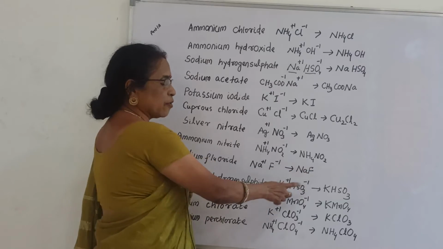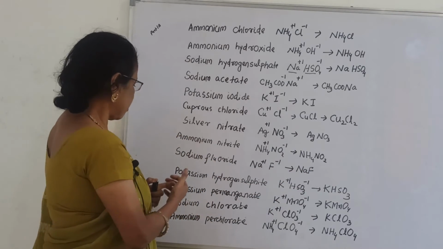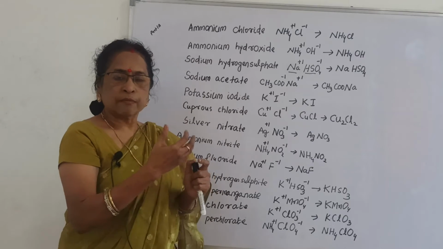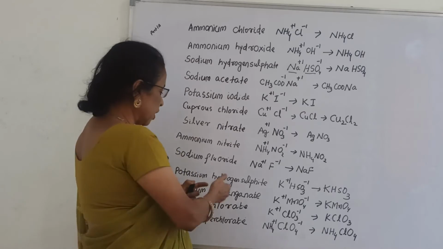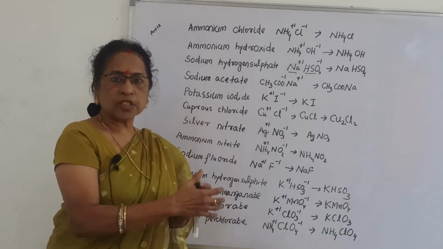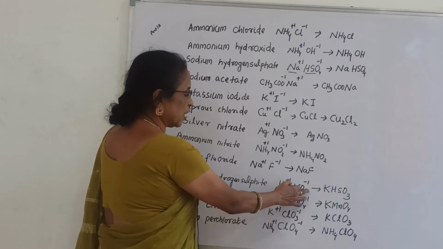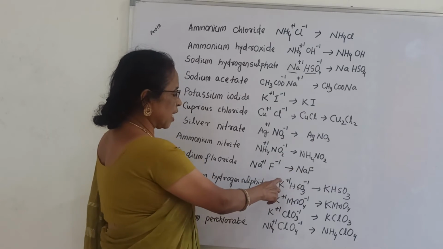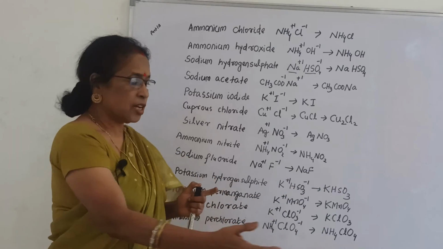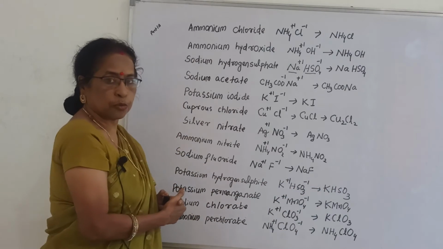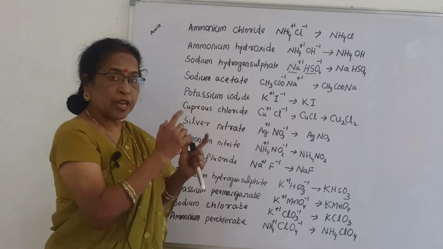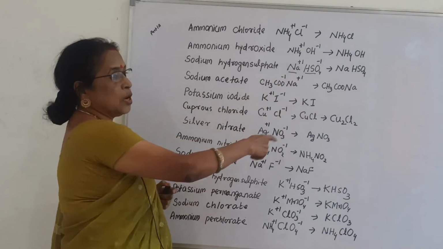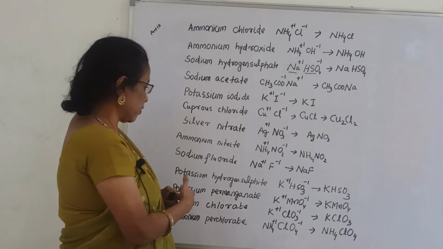And now NaF, what is the formula? NaF. Potassium hydrogen sulfite, potassium bisulfite you can say, but nowadays it is known as hydrogen sulfite. HSO3 -1. What is hydrogen sulfite? HSO3 -1 and K+1. So they cancel each other, and then that means KHSO3. If I take KHSO4 or NaHSO4, that is sodium hydrogen sulfate.